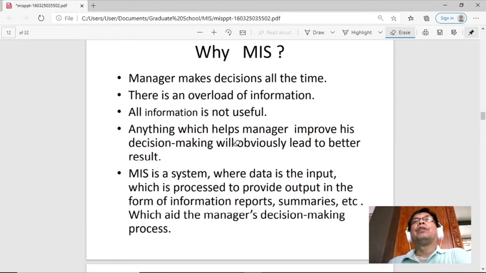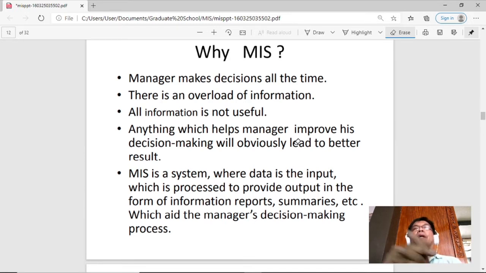Anything which helps the manager improve his decision making will obviously lead to better results. So MIS will help the manager improve decision making. MIS is a system where data is the input and which is processed to provide output in the form of information, reports, summaries, etc., which aid the manager's decision-making process.